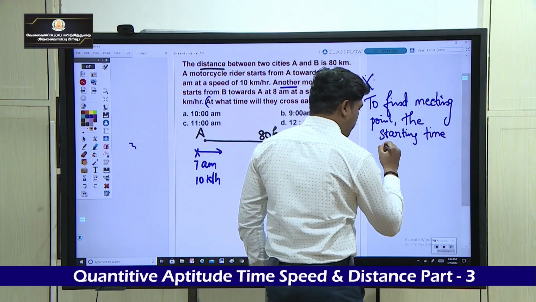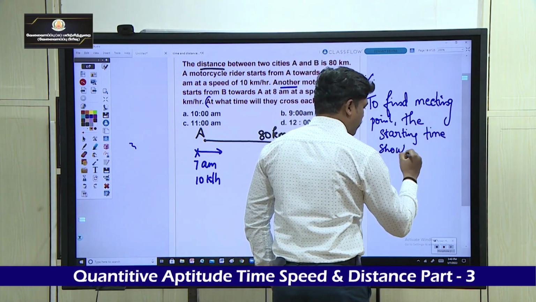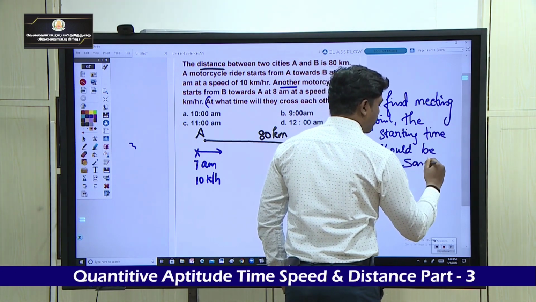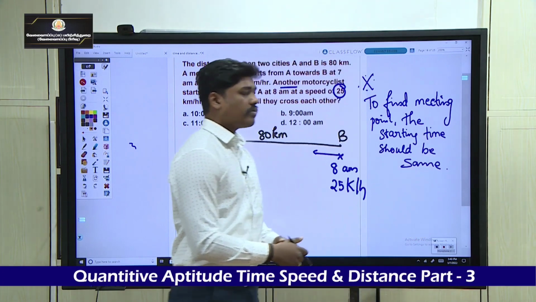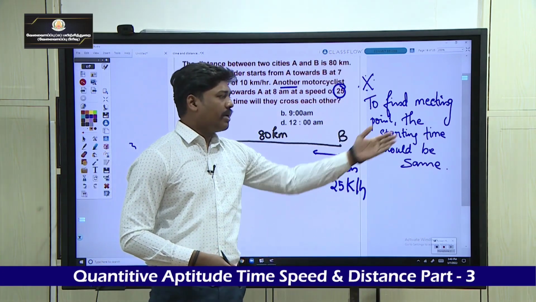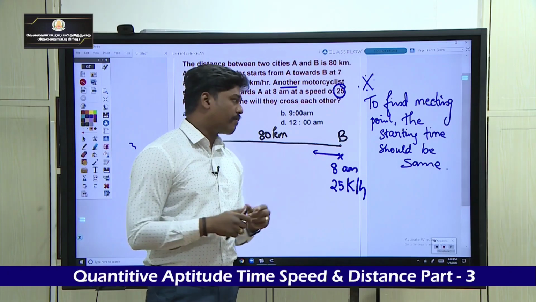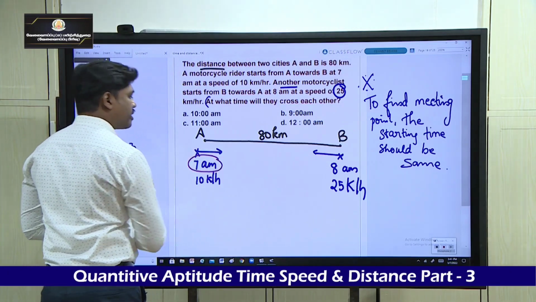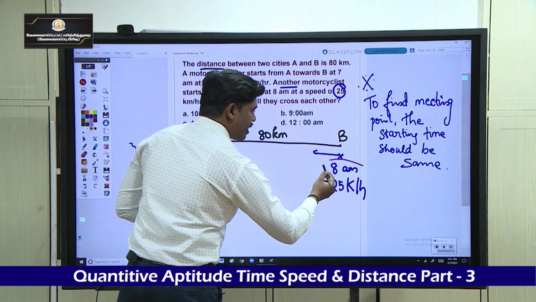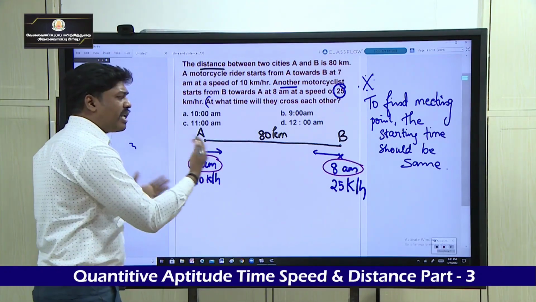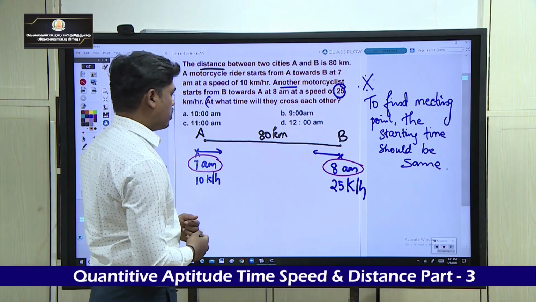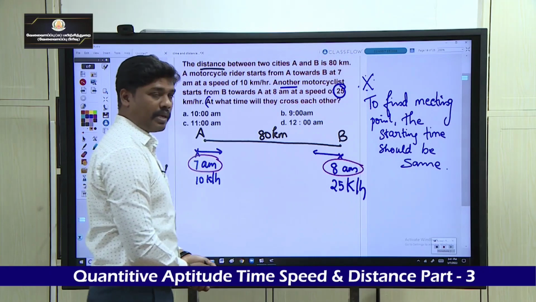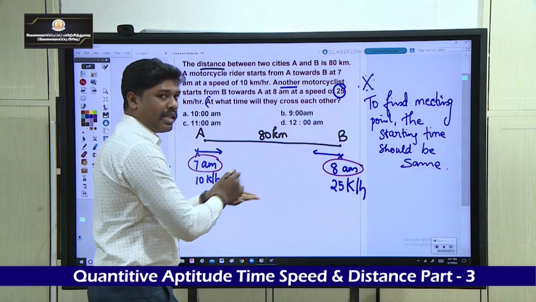An important point: to find the meeting point, the starting time should be same. So, look at the starting time here. He starts at 7 am. Another person starts at 8 am. So, how to make the starting time same? I can't make this person start early. Same way, I can't make this person start late.